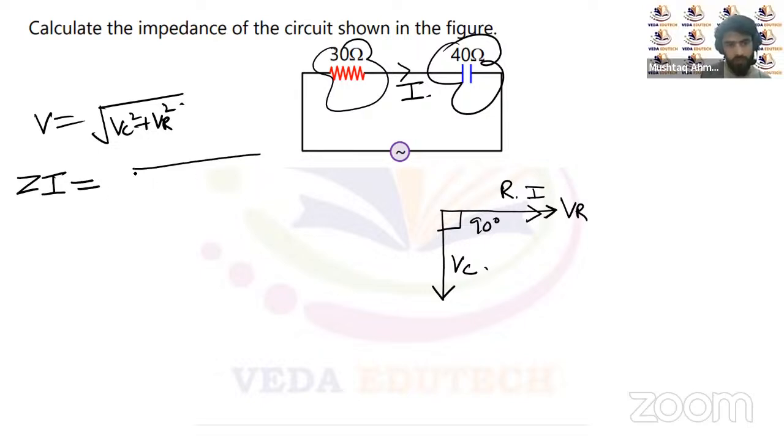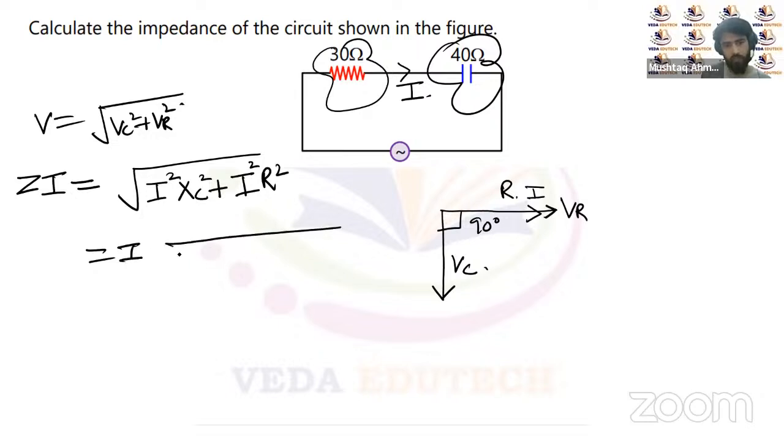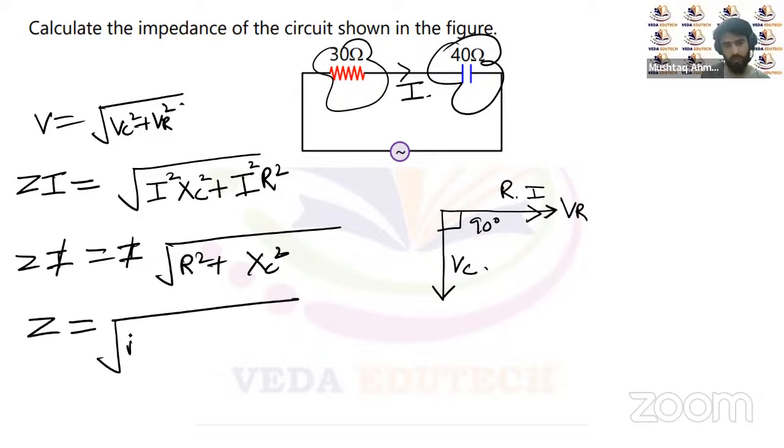Now we can write this VC square as I square XC square, and VR square will be I square multiplied by R square. So we'll just take I outside. Taking I outside, we'll be left with R square plus XC square. So that will be equal to ZI. I and I will get cancelled. So the total impedance will be under root of R square plus XC square.